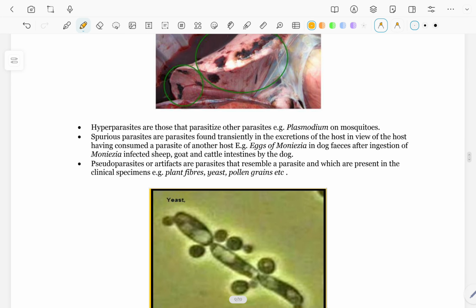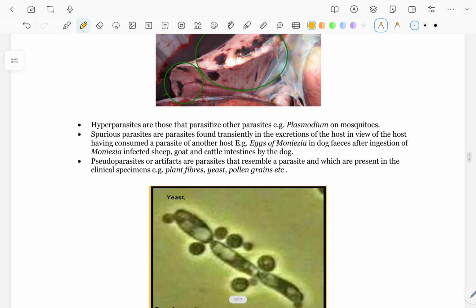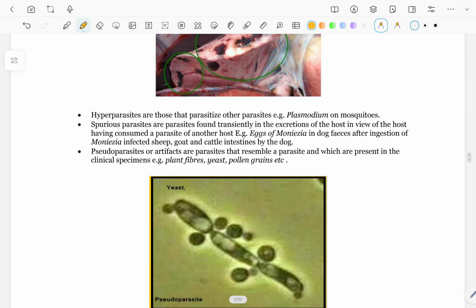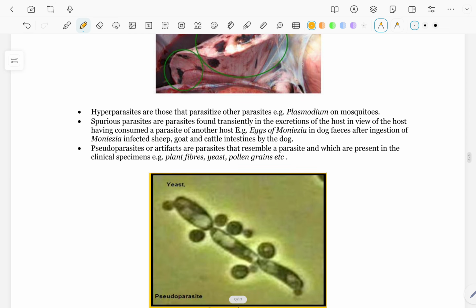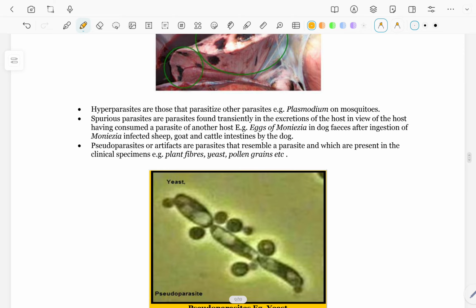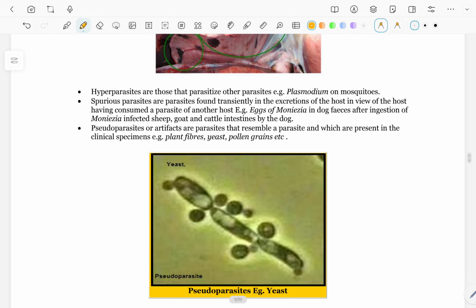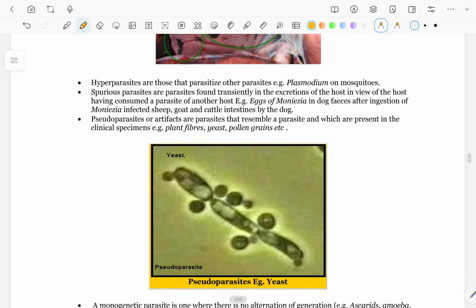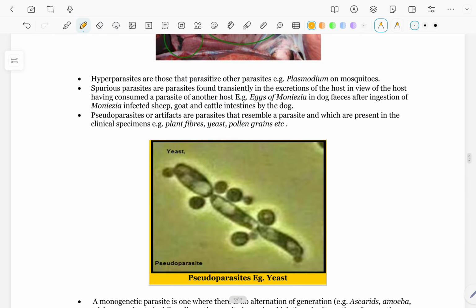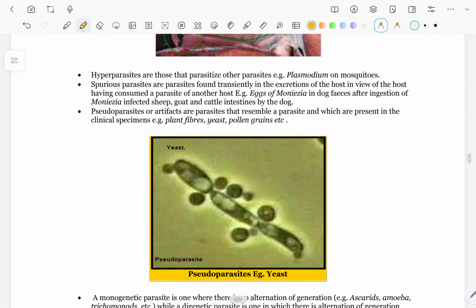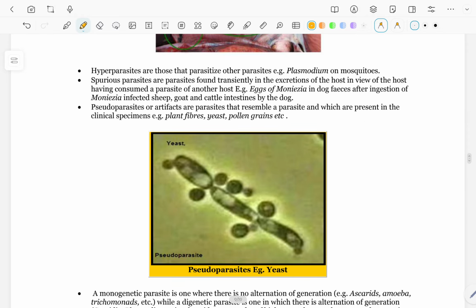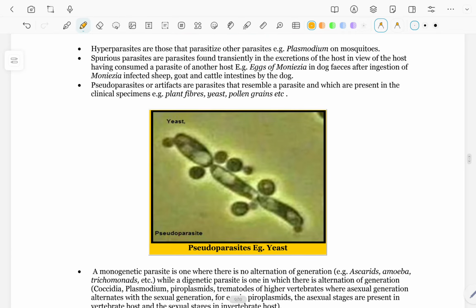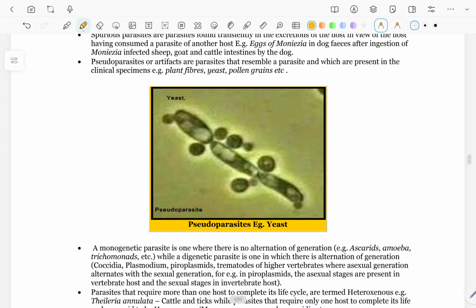Spurious parasites are parasites found transiently in the excretion of the host, in view of the host having consumed a parasite of another host. Example: eggs of Moniezia in dog feces after ingestion of Moniezia-infected sheep, goat, and cattle intestine by the dog. Pseudoparasites or artifacts are things that resemble a parasite and are present in clinical specimens. Example: plant fiber, yeast, pollen grain, etc.